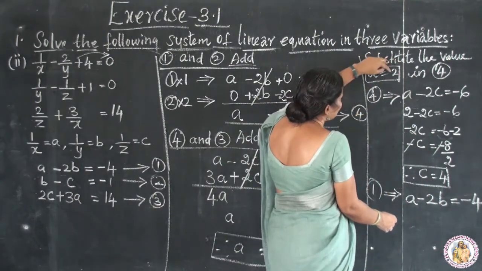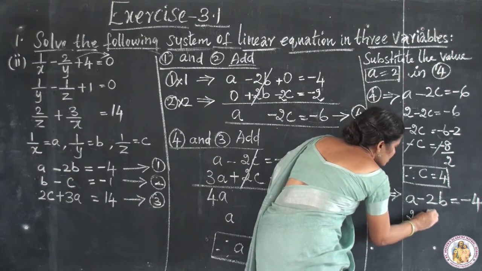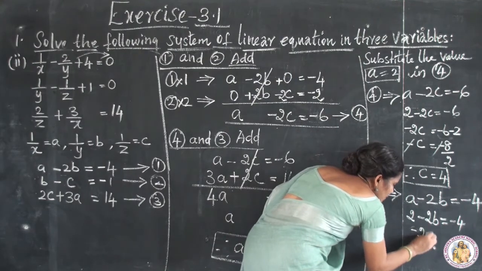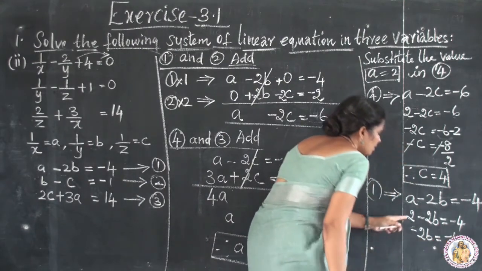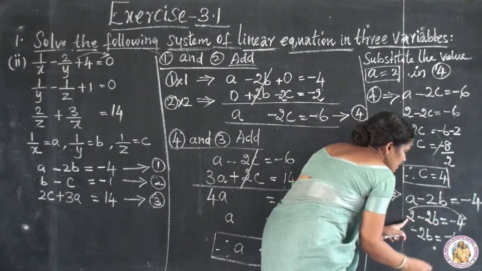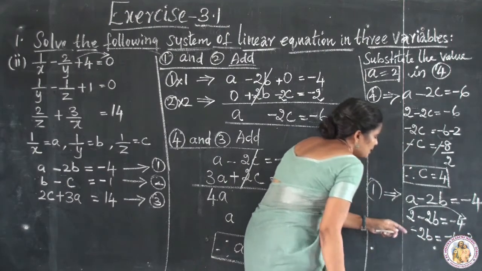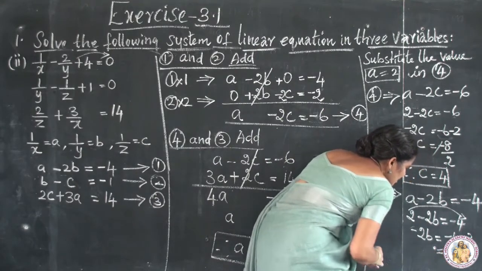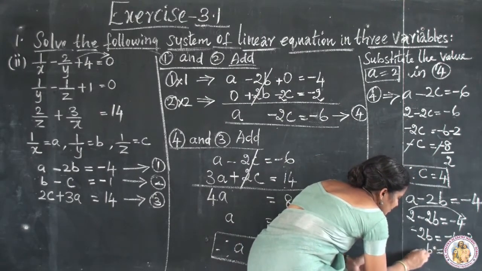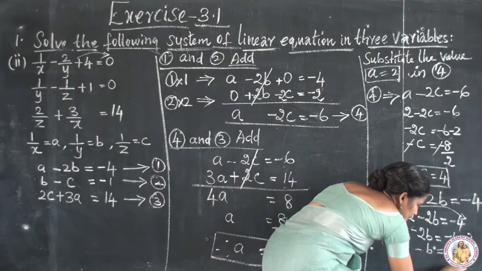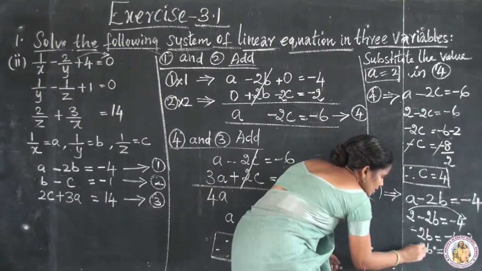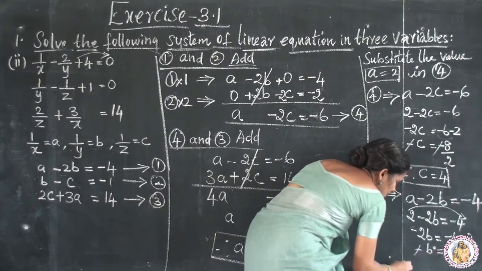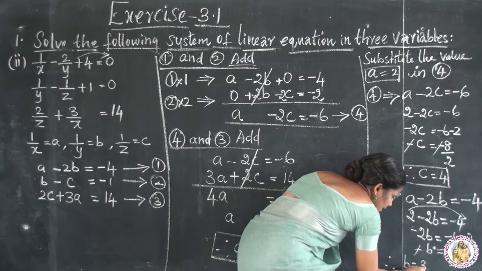What is a? A is 2, so 2 minus 2b is equal to minus 4. Minus 2b is equal to minus 4, and the 2 when it goes to the right side goes as minus 2, so minus 6. And keep this b alone. Take this 2, it goes as division. Therefore, minus cancels. B is equal to 6 by 2, therefore b is equal to 3.